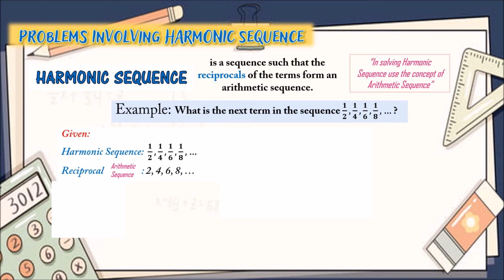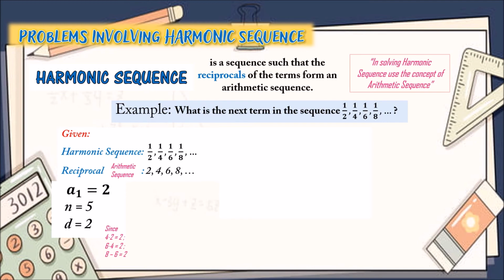So, dahil meron na tayong arithmetic sequence, meron na tayong a sub 1, which is 2, n is equal to 5, and the common difference 2, since 4 minus 2 is equal to 2, 6 minus 4 is equal to 2, and 8 minus 6 is equal to 2.